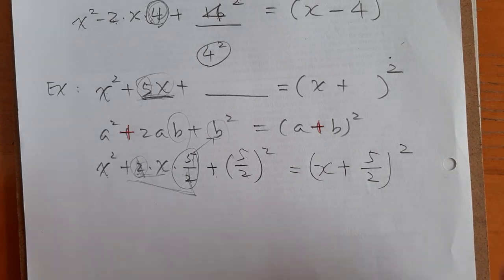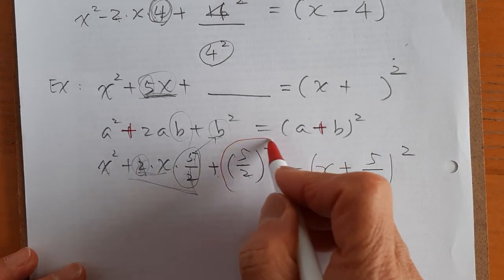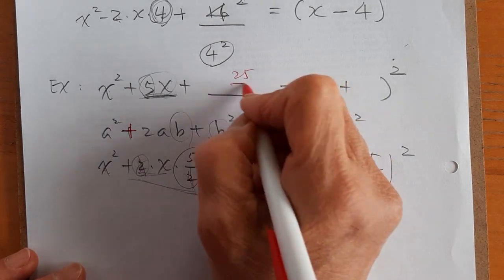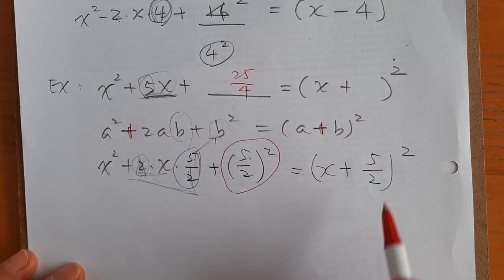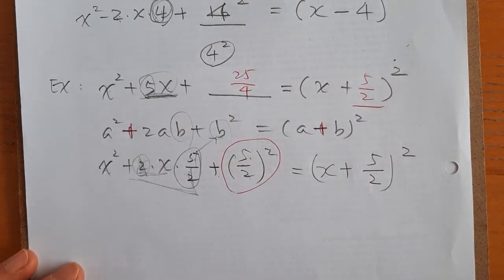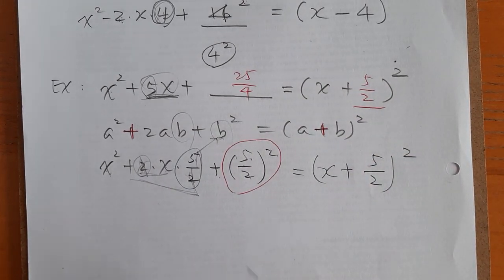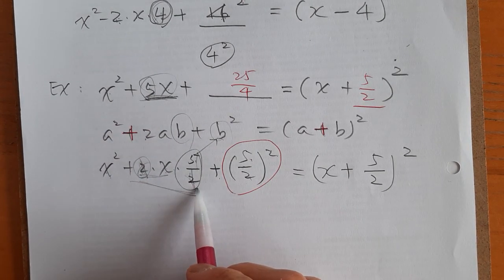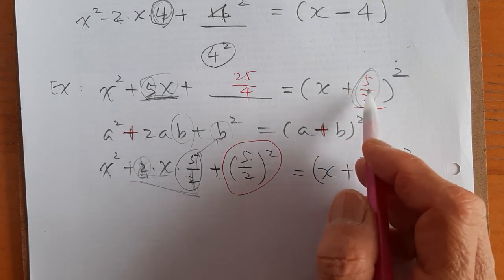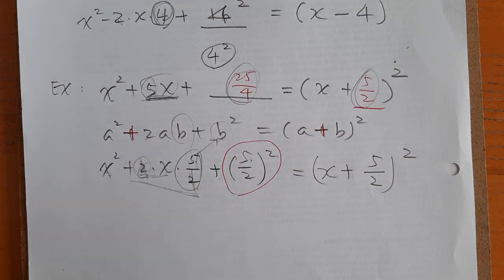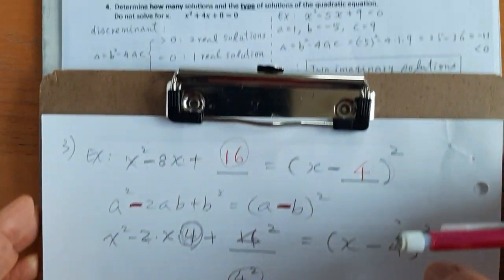So you fill in the blank. This one squared: 5 squared is 25, 2 squared is 4. And then this is 5 over 2. Fill in the blank. So actually 5 divided by 2 gives 5 over 2, which is the b. And the square of it is the constant term. Question 3. Then next one, question 4.